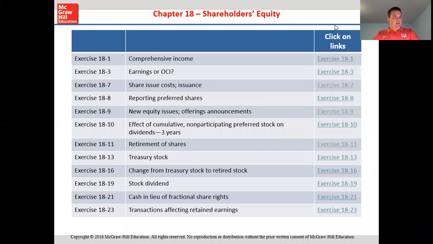Okay, intermediate accounting. This is video number 2 for chapter 18. We're going to talk about share issuance, specifically shares issued for cash and how we record those. This starts on page 1046 on the bottom, and we'll go through about 1047, 1048, and then we'll do an exercise.